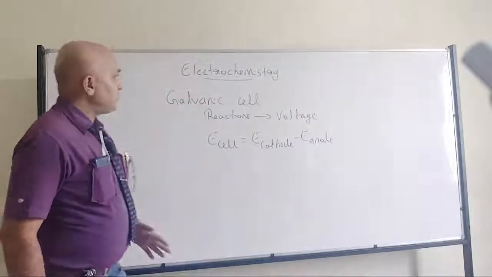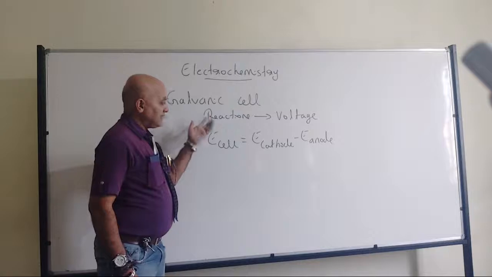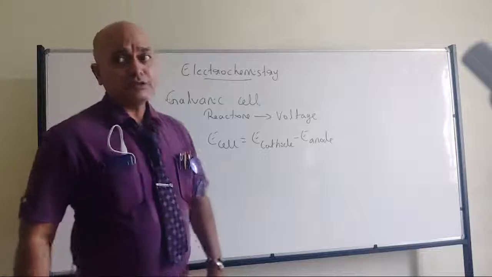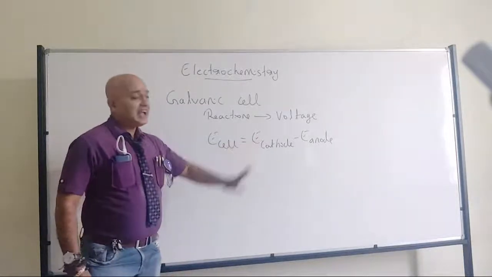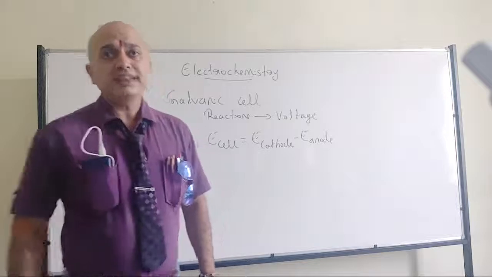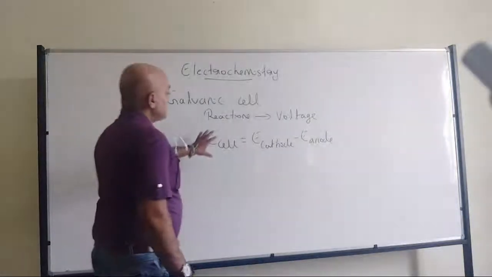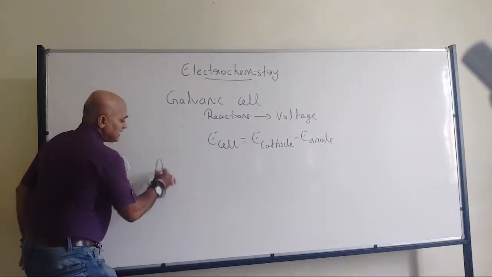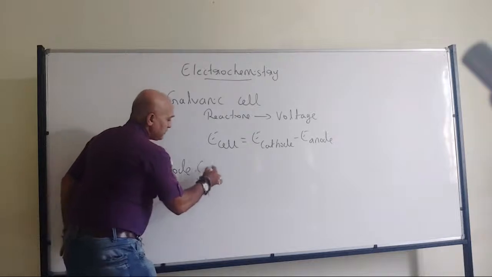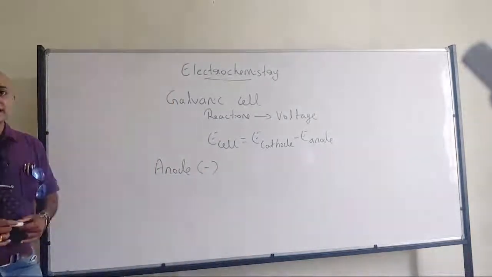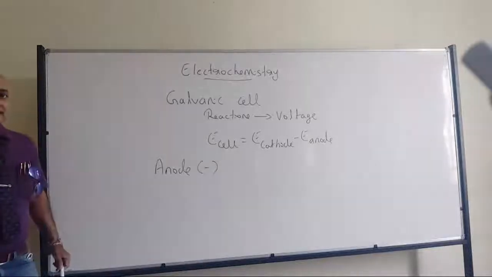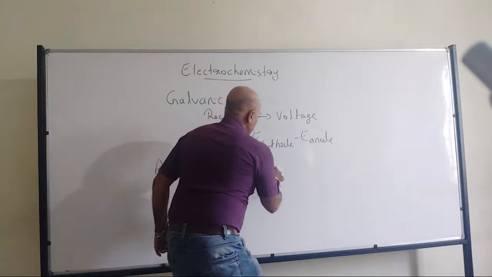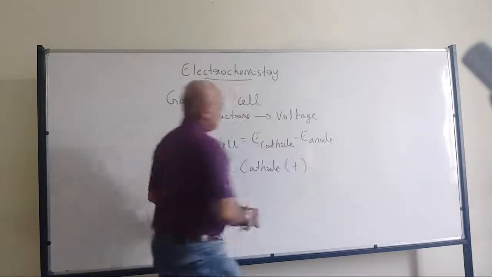Fine. So, what we were talking about here is the galvanic cell, and this is one of the important equations. Cell potential is equal to cathode electrode potential minus anode electrode potential. Fine. So, this is one important equation. Another thing: when I am talking about the galvanic cell, anode will be a negative electrode. So please remember, in a galvanic cell, anode will be considered as a negative electrode and cathode will be considered as a positive electrode.